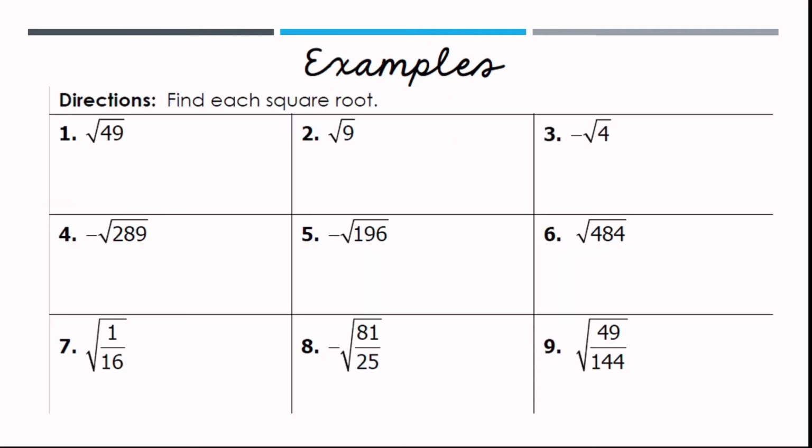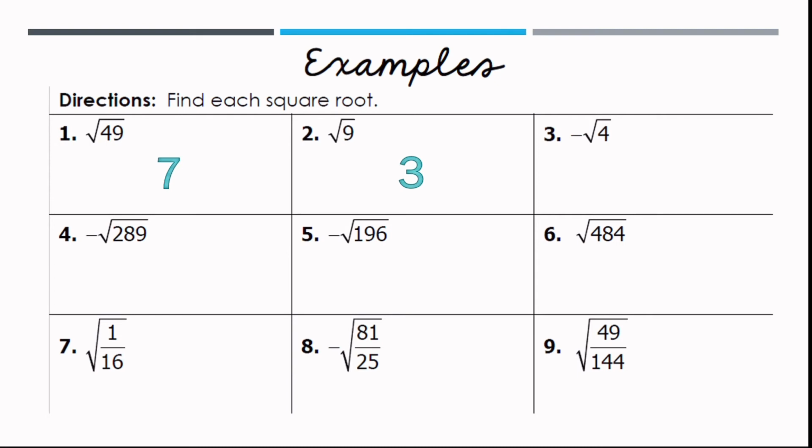So let's go through these examples together. The square root of 49. Well, 49 is a perfect square. What was it that got us to 49? 7. Okay, so the square root of 9. 9 was one of our perfect squares. What did we square to get to 9? Go back and look at your notes. Right, it was 3.